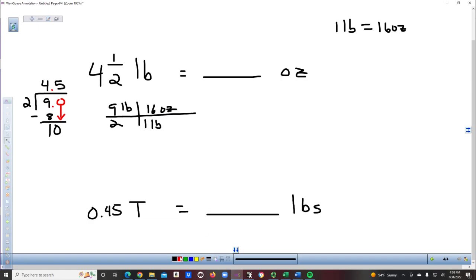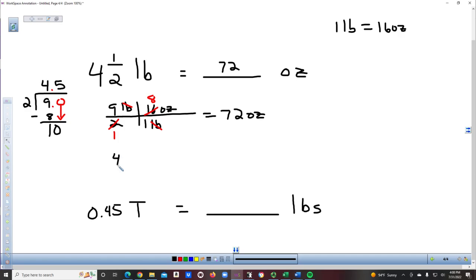And now we can cancel the units pounds, and we can do some canceling also with these numbers, because 2 goes into 2 once, 2 goes into 16 8 times, and now we just multiply across. 9 times 8 divided by 1 will give us 72 ounces. So 4.5 pounds is equivalent to 72 ounces. Hopefully you're saying to yourself, that makes sense because ounces is smaller than pounds, therefore that number in front of my ounces should be bigger if I'm looking for equivalency.